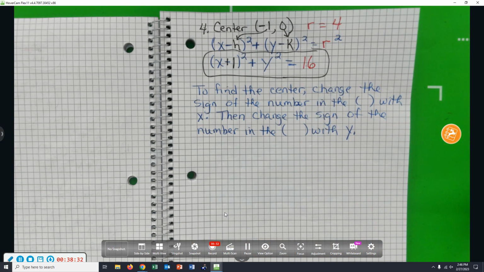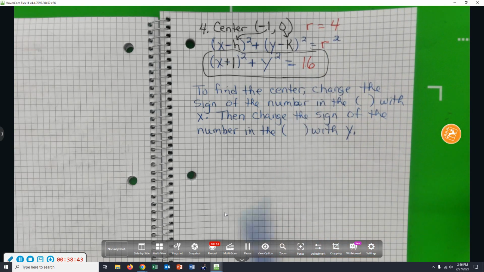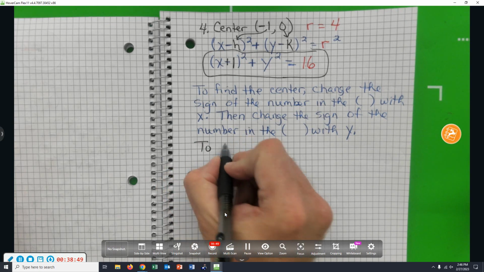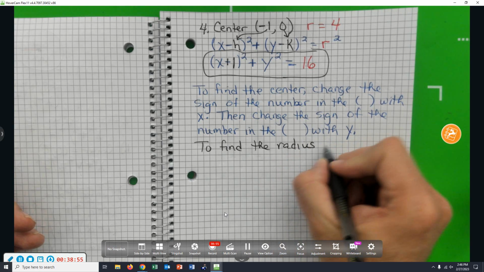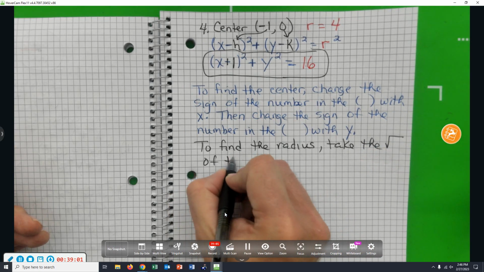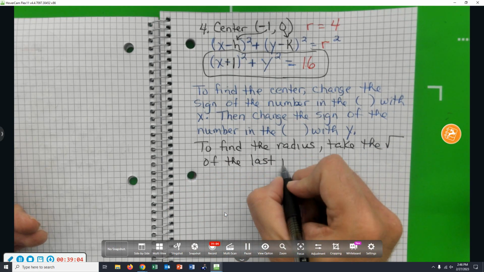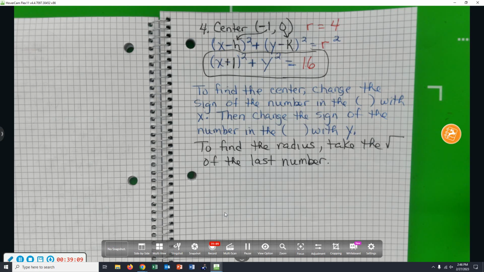Change the sign of the number in the parentheses with x, then change the sign of the number in the parentheses with y. Now what do we do to the last number to get the radius? Square root to find the radius. Take the square root of the last number. In other words, all that writing to say what? Change the sign, square root.